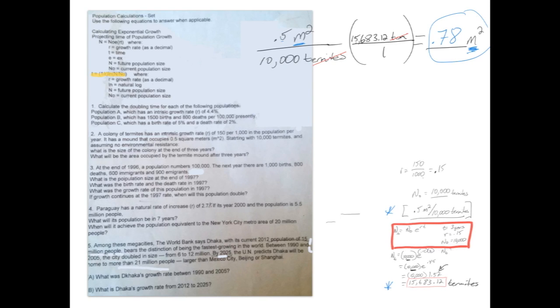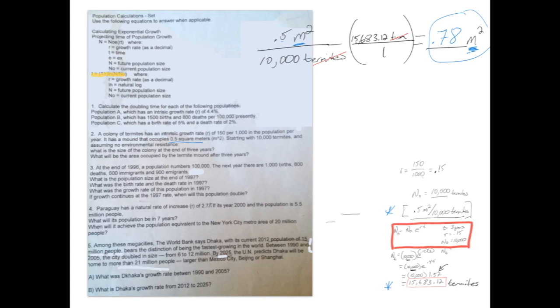But when you look at 0.78 meters squared, you ask yourself, well, is this right? Is this reasonable? This is always a question I ask myself when I do these word problems. Is 0.78 meters squared reasonable? I look back at what it was, 0.5, and I ask myself, did the population grow? Yes. So did I expect the termite mound to grow? I certainly did. Did it grow? It sure did.